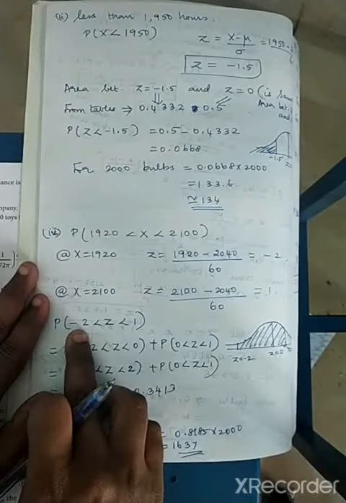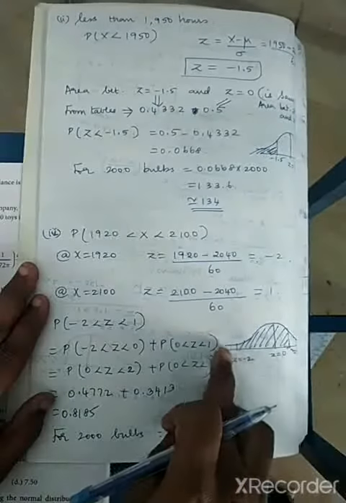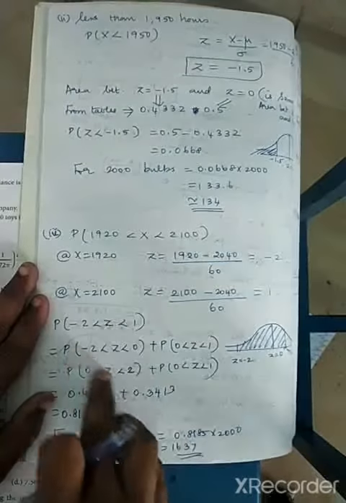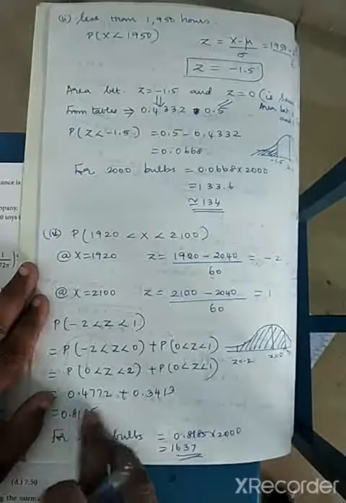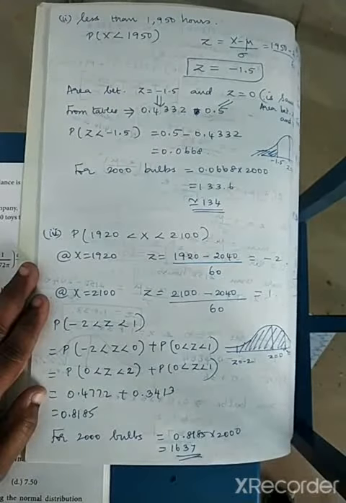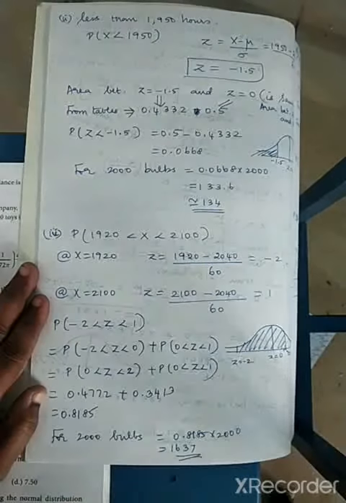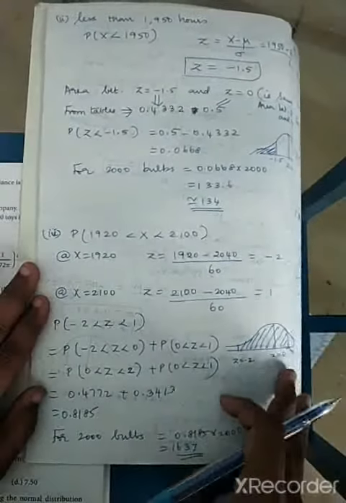Okay, so -2 to 1, -2 to 0 is one part, then 0 to 1, then this -2 I can bring to 2, because it is symmetrical. So -2 I can directly take as +2 and I am going to add the values from the tables. After that I have to multiply with 2000. Okay, now I will leave the 6th sum as of now. I don't want to confuse that. Now we go to the 7th problem.